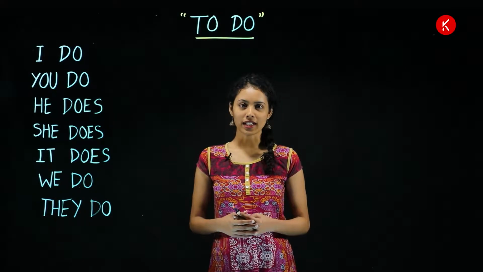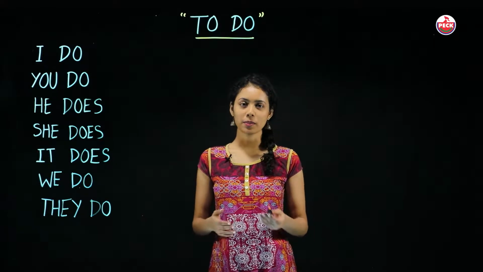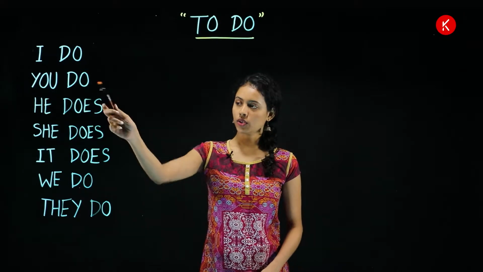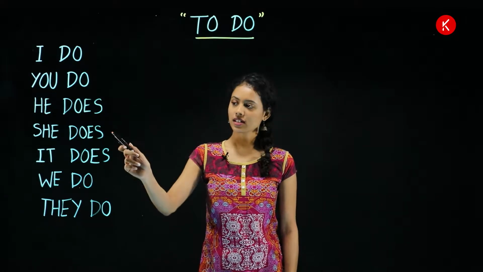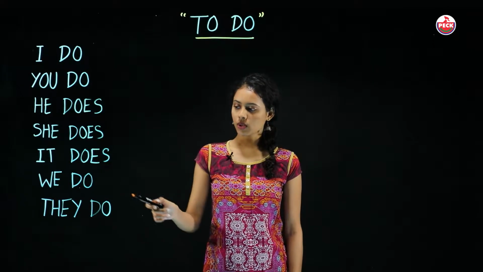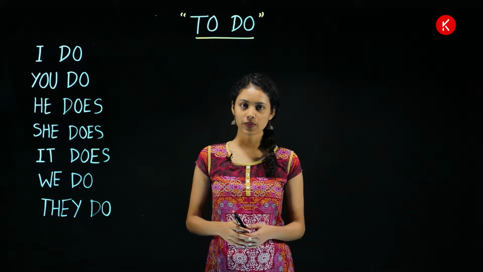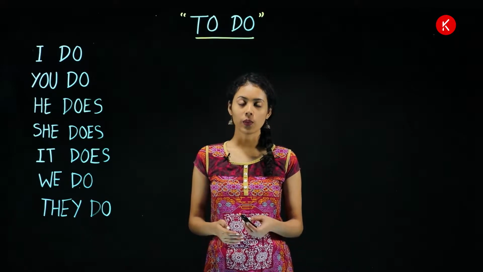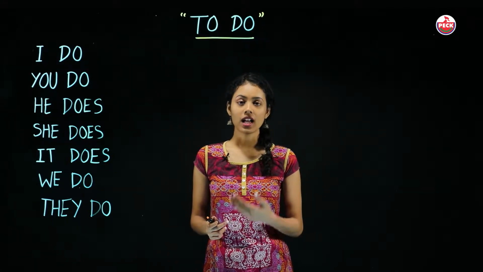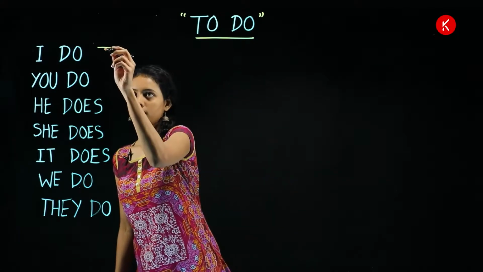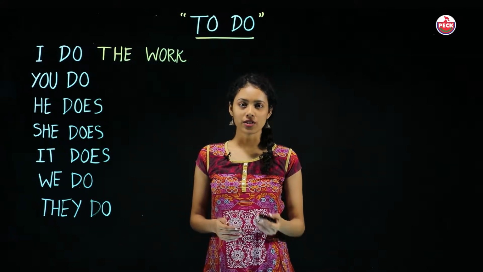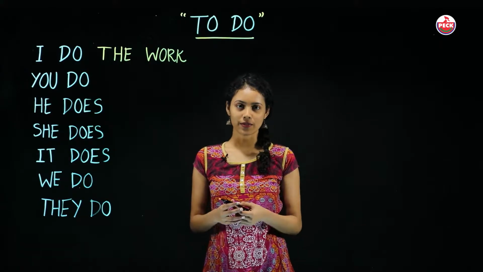Now, let's look at how to use the verb to do in the positive sense. I do, you do, he does, she does, it does, we do, and they do. Now we use I do when you're talking about yourself. So if I'm talking about me, I would say I do the work. So remember to use I do when you are talking about yourself.